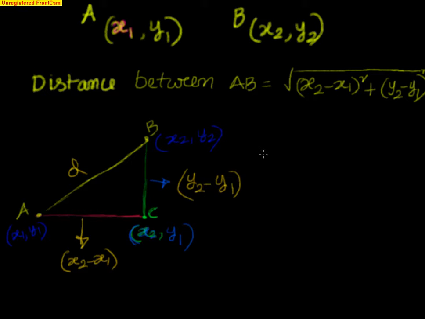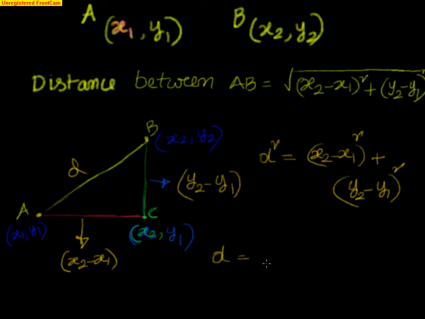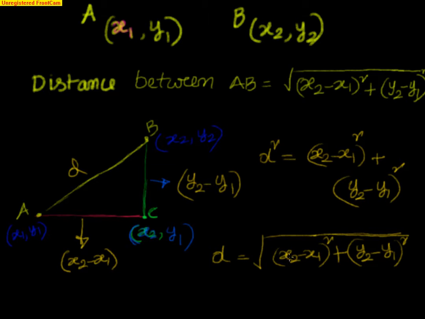We know according to Pythagoras, d square is equal to x2 minus x1 whole square plus y2 minus y1 whole square. If you take the square root on both sides, d is equal to the square root of x2 minus x1 whole square plus y2 minus y1 whole square. This is the formula to find the distance between 2 points.